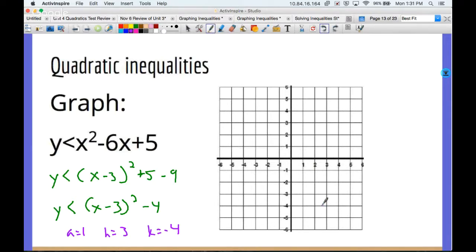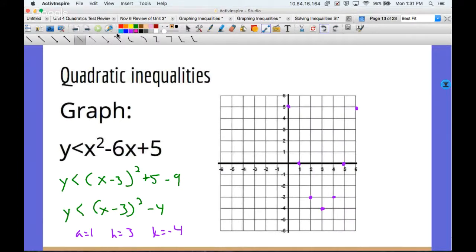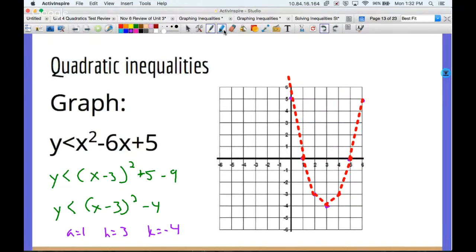3 comma -4, up 1, up 4, and up 9. That's just my squared numbers. I don't have to change it because my a value is 1. Now, I connect these with a dotted line. It's dotted, dotted, dotted because it's just a less than symbol. We don't include the line itself in our set of solutions. And now I've got to shade below this line.